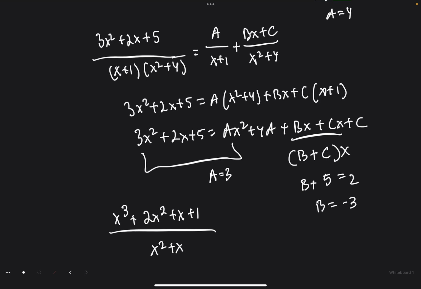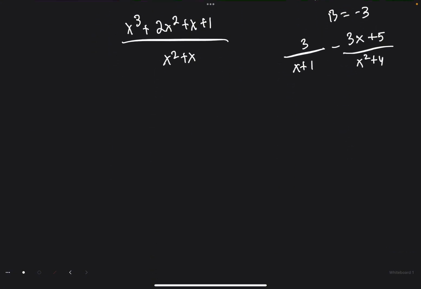So now it's just going to be 3 over x plus 1, and then minus 3x plus 5 over x squared plus 4. So that would be that equation for the partial fraction.